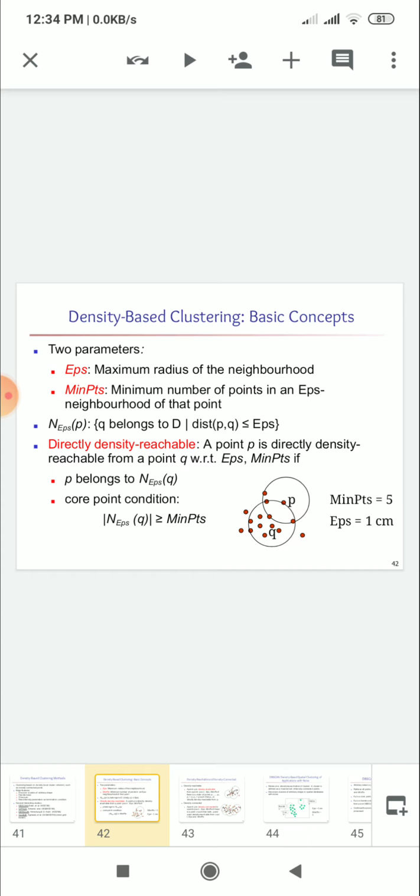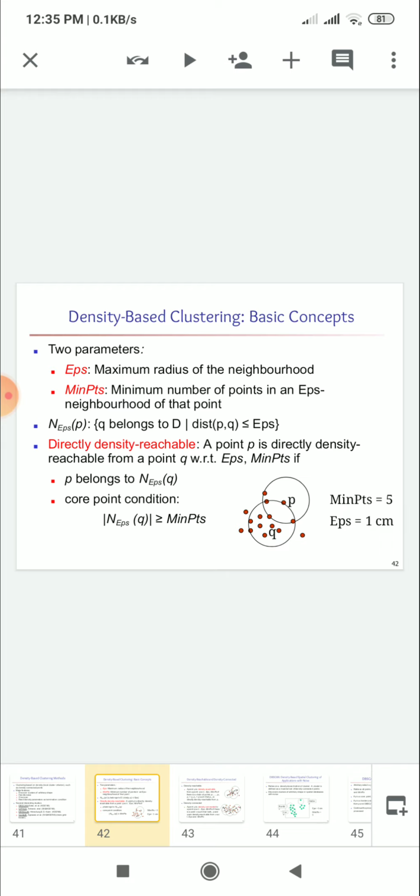In this, two parameters are there, one is epsilon and one is minimum points. So what is epsilon? Epsilon means the maximum radius of the neighborhood. Suppose there is a point P. If we draw a circle with P as the center, the radius of that circle is termed epsilon. What is minimum points? It is the minimum number of points in an epsilon neighborhood of that point. That is, within that circle, how many points are there? That is termed minimum points.